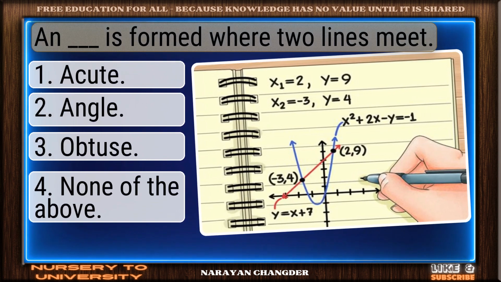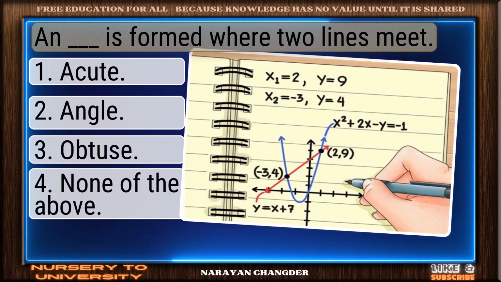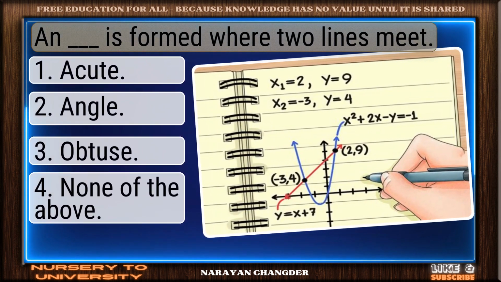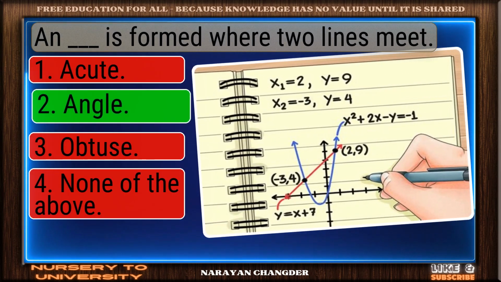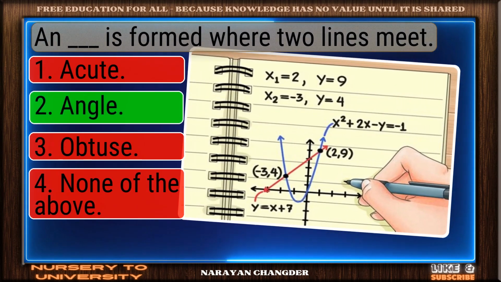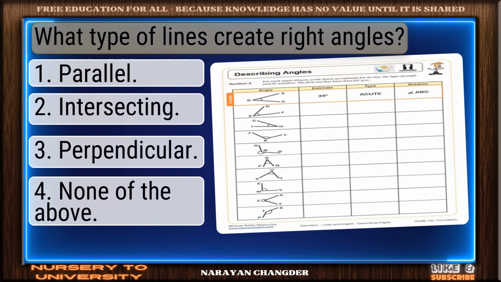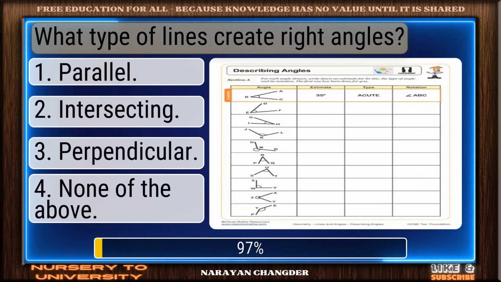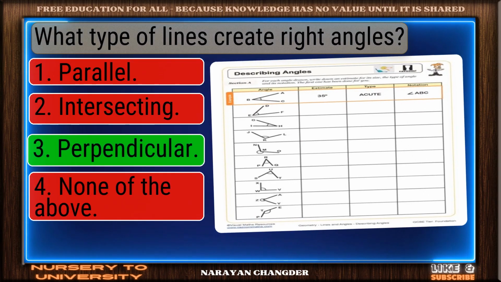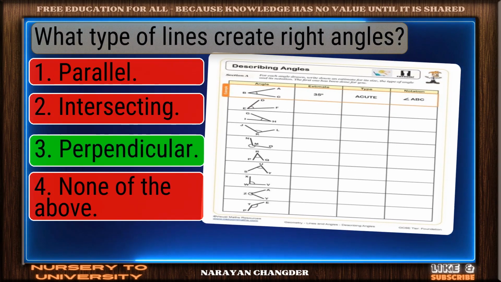Question number 237. An dash is formed where two lines meet. Exactly. Angle makes sense and it is the right choice. Question number 238. What type of lines create right angles? Great job. Perpendicular is the accurate answer.